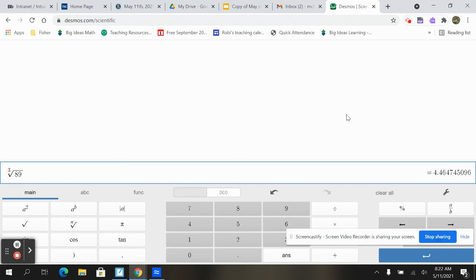Okay. Michael, you have a question? Oh, absolutely. You'll be able to use this. You'll be able to use a cube root calculator. Correct. Well, yeah, we want you to.